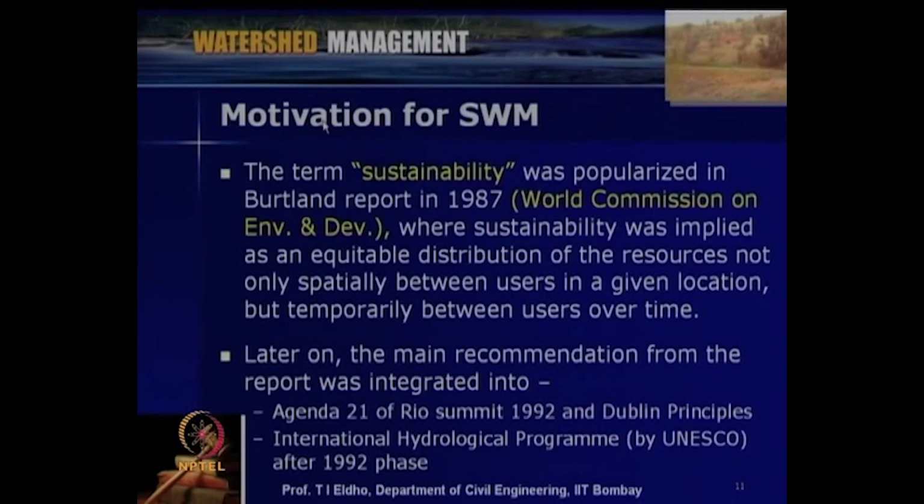Let us look into the motivation for sustainable watershed management. The term sustainability was popularized in a report by Brundtland in 1987, in the report of the World Commission on Environment and Development. As per Brundtland, sustainability implied an equitable distribution of the resources, not only spatially between the users in a given location, but temporally between users over time. This was the definition given in the 1987 report.